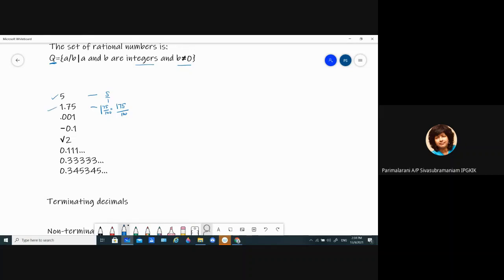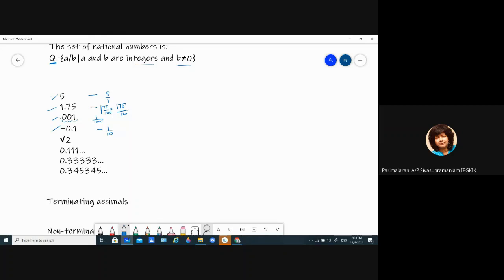So 0.001 is 1 over 1000. Negative 0.1 is negative 1 over 10. So all these are fractional numbers. It doesn't matter if it is negative or positive. Rational numbers can be both positive and negative.